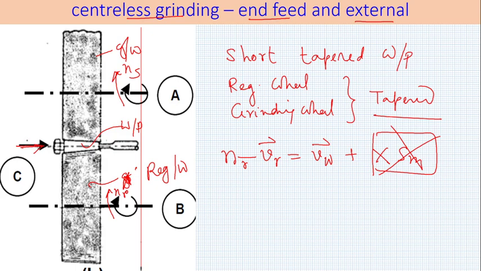So there is a separate mechanized feeding mechanism, or it could as well be a manual feeding mechanism, till the proper grinding is done, and there is an infeed in this direction. A small infeed is given so that the entire surface is ground. So this is a specialized grinding operation for short tapered workpieces. This is called end-feed grinding. These are all the technology part of it.